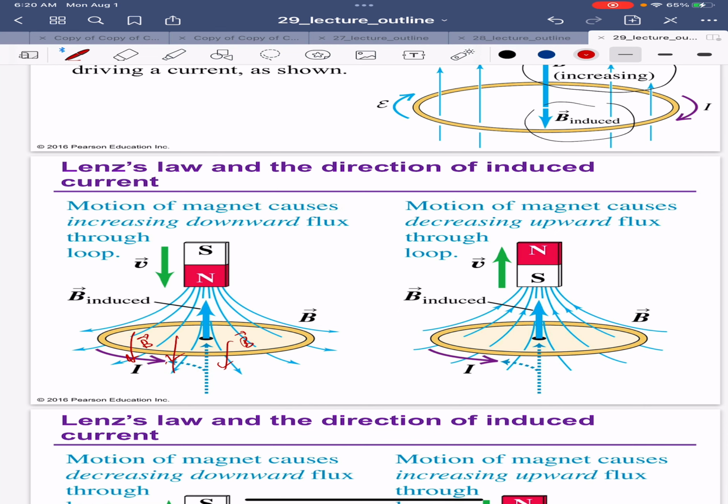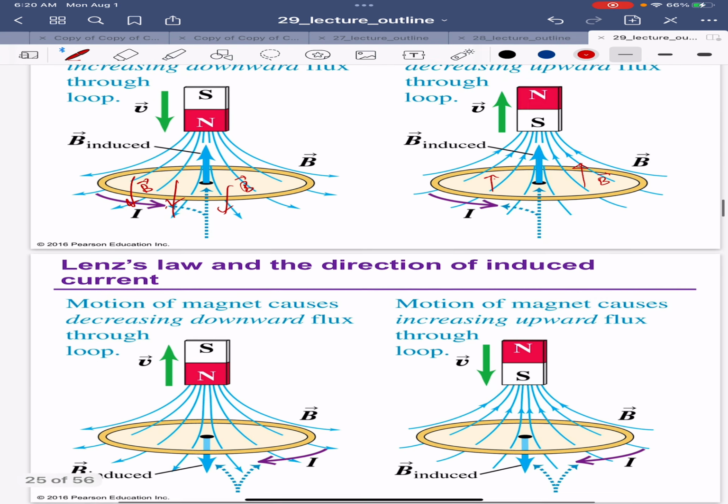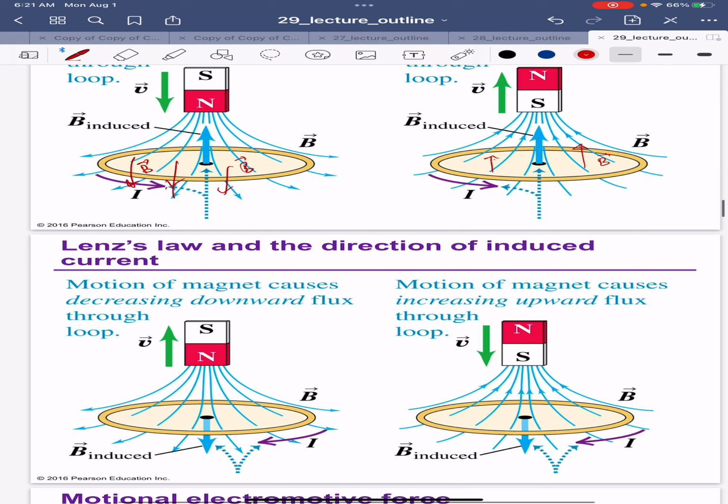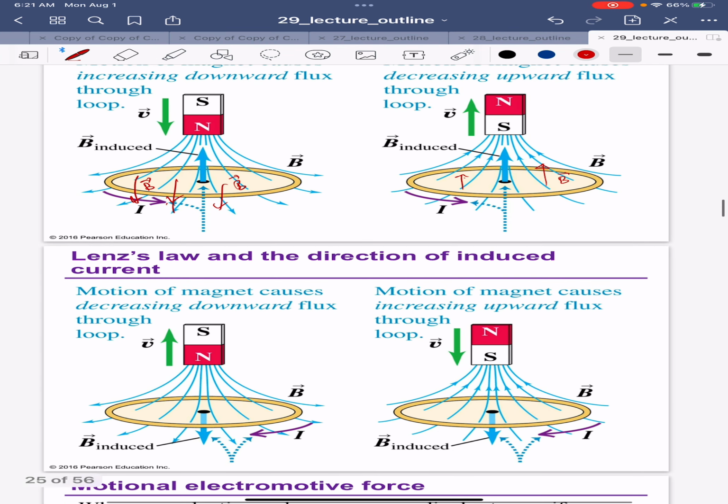Now here, the magnet is causing a decreasing upward flux through the loop, because B original is up, and then B induced is going to be in the same direction because there is a decrease. Here we have the north pole moving away, and it's the same idea.